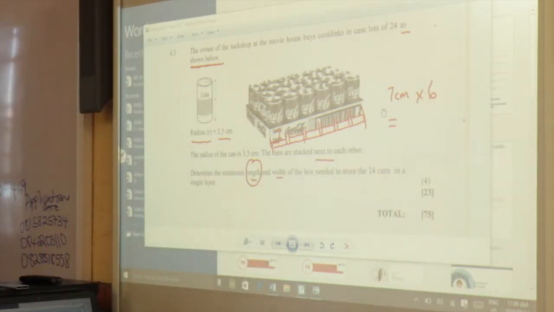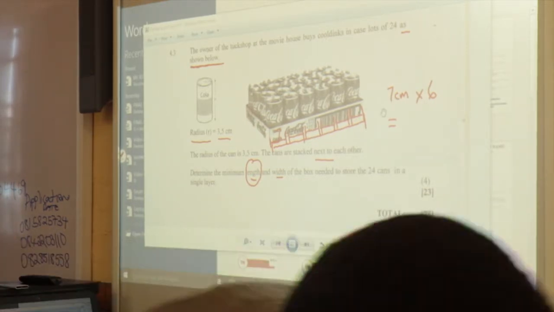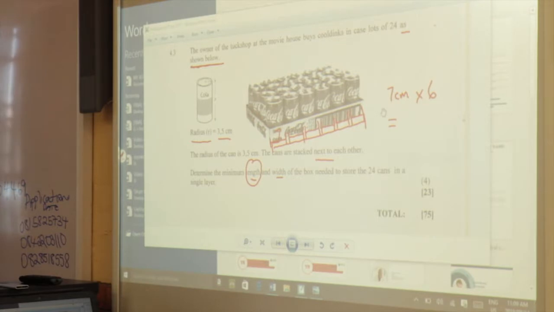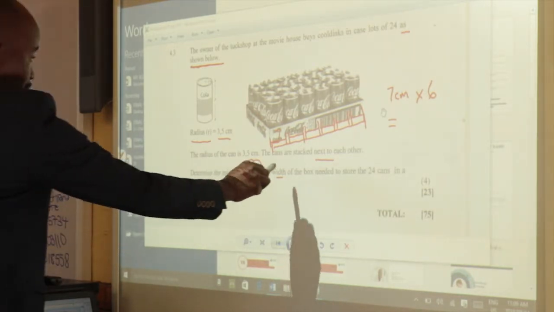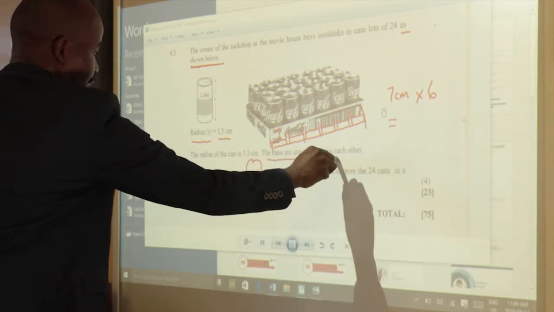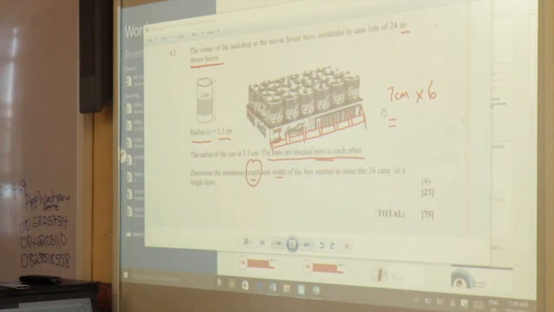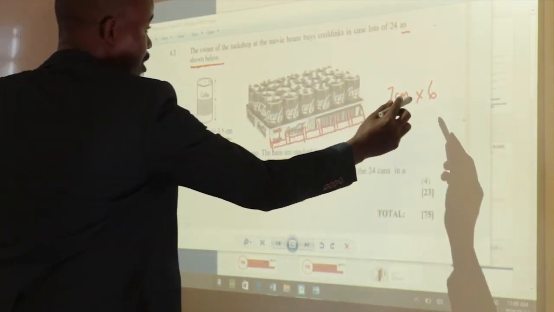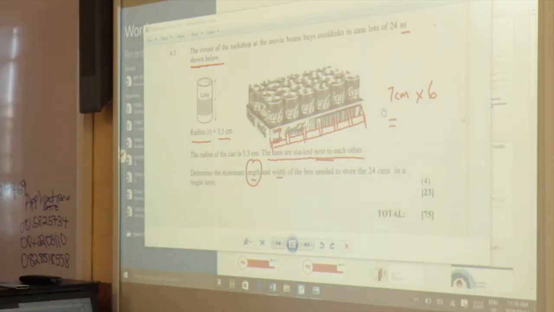The question is silent about any separating cardboard in between the cans. So there is nothing separating the cans from each other. There is nothing placed in between the cans. And in this statement here, the cans are stacked next to each other, which tells us there is nothing in between the cans. So there is nothing that you have not calculated once you multiply 7 centimeters by 6. And there is nothing about the thickness of the box as well.